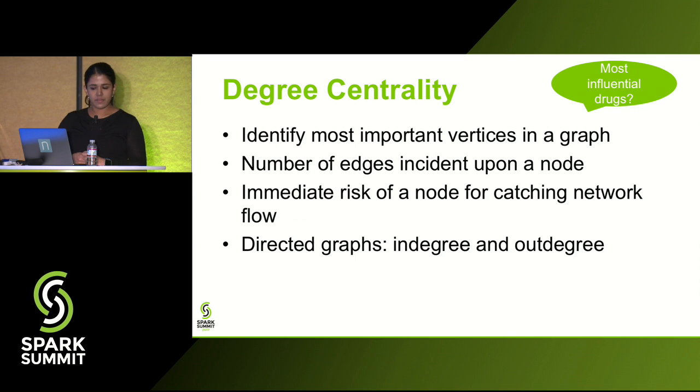In directed graphs, you can study two things, the in degree and out degree. In degree deals with how many edges are incident upon a node. Out degree talks about how many edges arise out of a node.